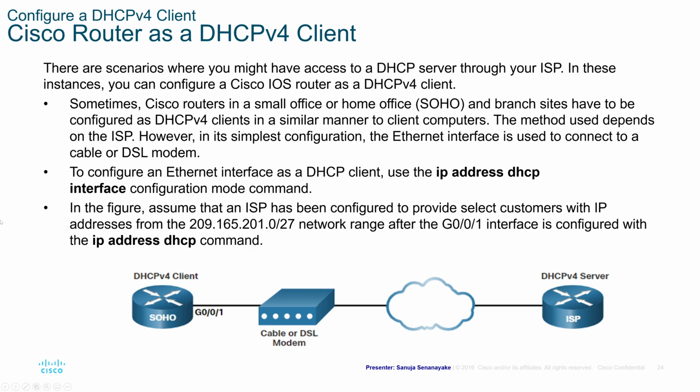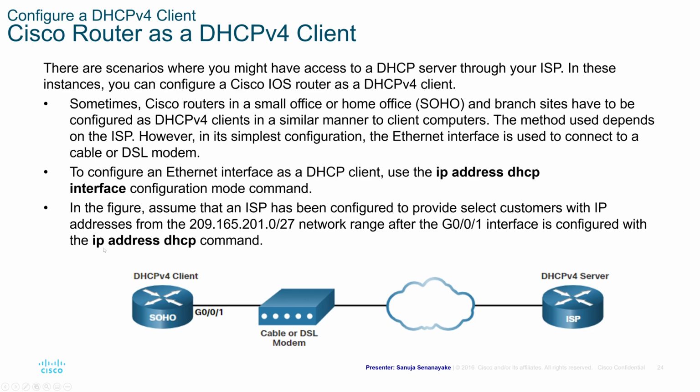So in this figure, for example, on the bottom, we assume that the ISP, internet service provider, has been configured to provide select customers with IP addresses from the 209.165.201.0/27 network range, and it will be using the G0/0/1 interface to obtain an IP address from that ISP.